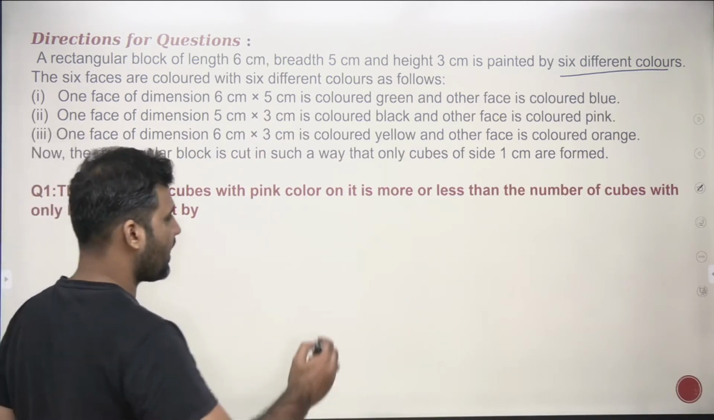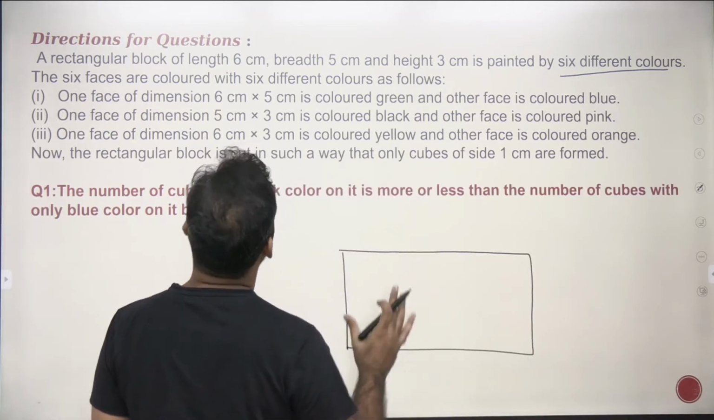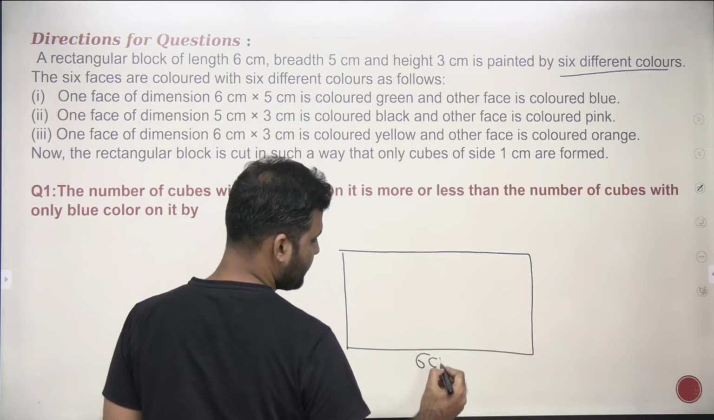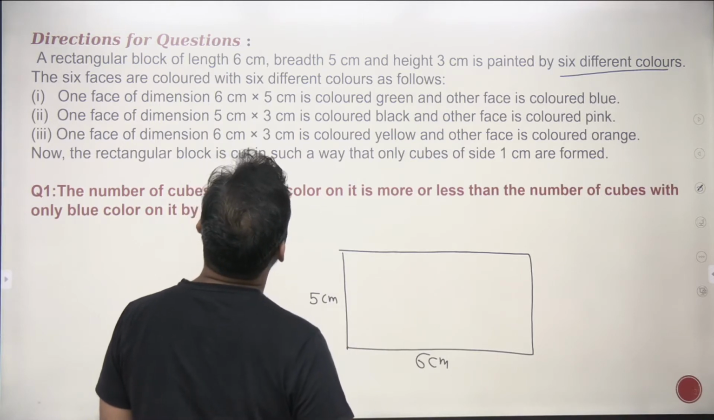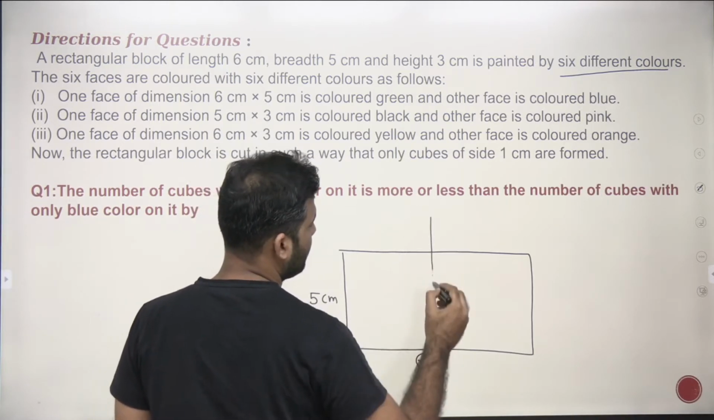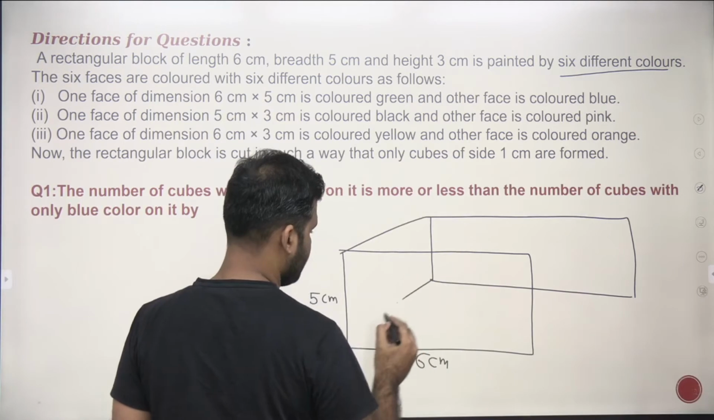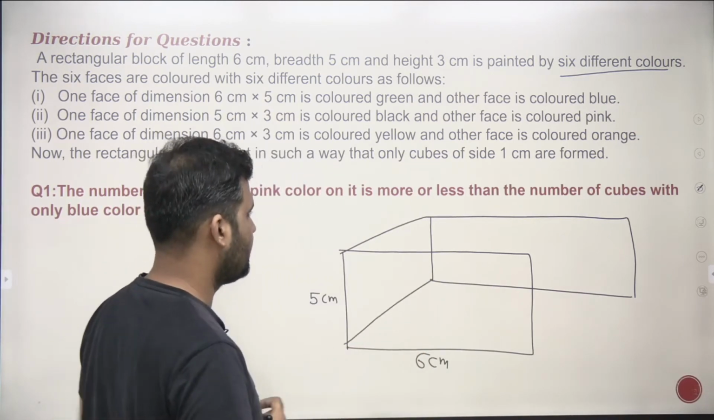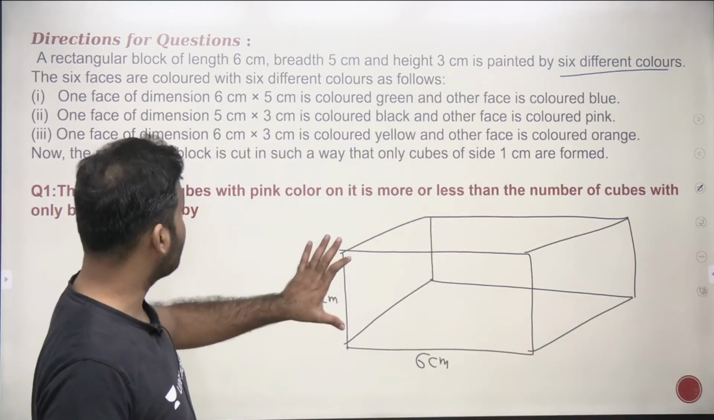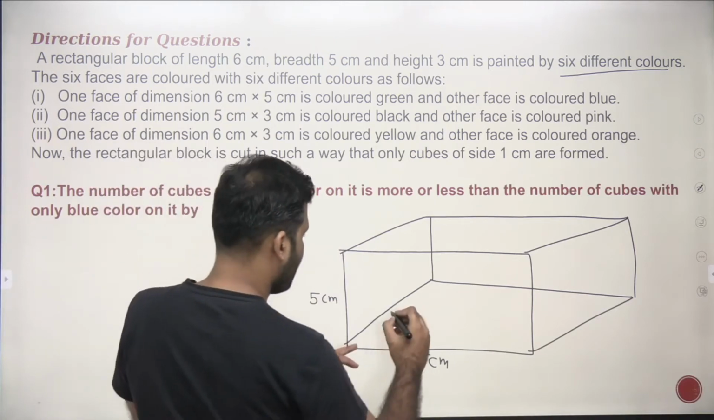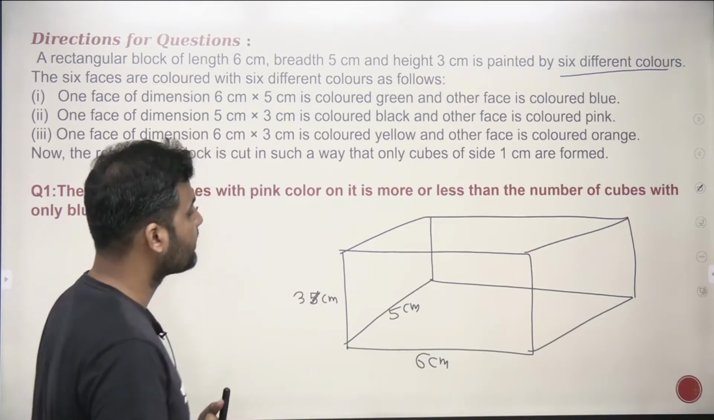So let's first make a rectangular cuboid with the given dimensions. Let's say 6 centimeter is the length, 5 centimeter is the width, and the height is 3 centimeter. You need to make a cuboid like this. This is the cuboid. Now you see that this is the height. 6 centimeter is the length, 5 centimeter is the width, and 3 centimeter is the height of the cuboid.